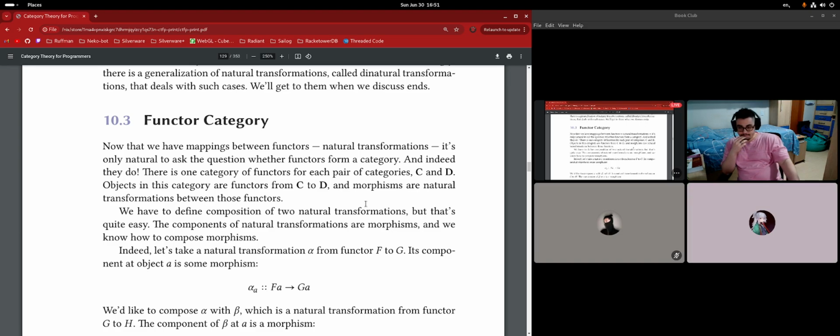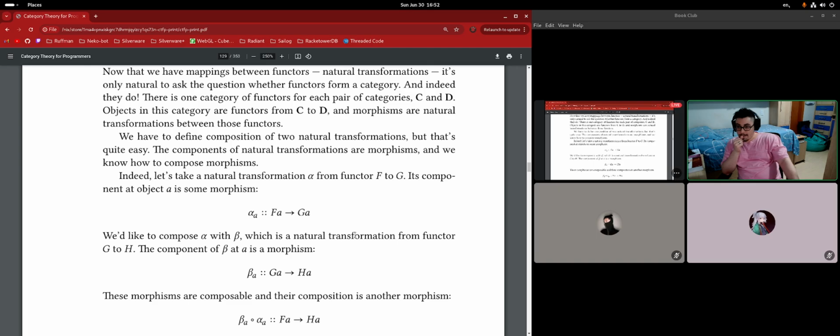Now we're going to have to define composition of two natural transformations, but that's quite easy, right? So let's look again at some type signatures to see how we can compose them. Imagine that we have a component alpha at A, which has this type signature. We would like to compose natural transformations, right? Because they are our morphisms on this level of the abstraction stack. So let's suppose we want to compose alpha with beta.